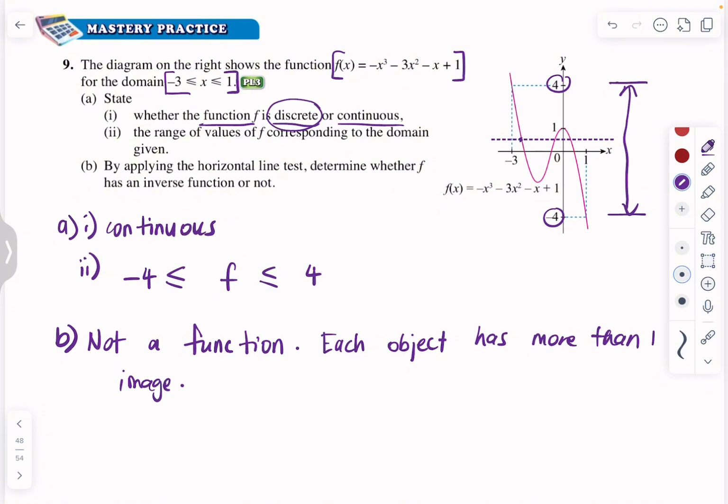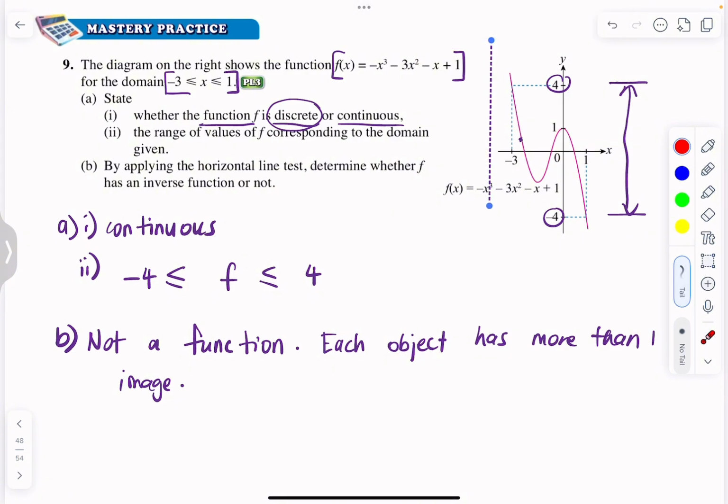Because for the inverse function, this will be your y-axis, this will be your x-axis. It will be reversed because for the inverse function, the graph will be flipped. So this horizontal line test is only to test the inverse function. If you want to test the actual function f(x), you must use a vertical line test like this. Done.